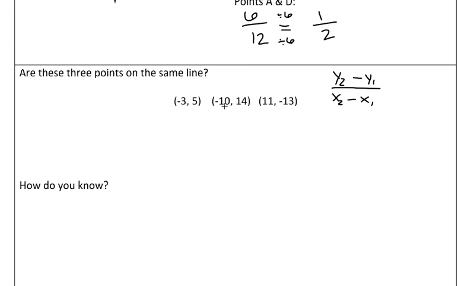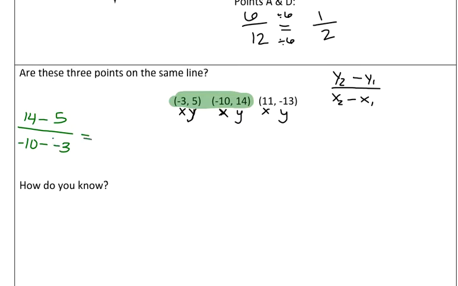Okay, and we're going to first start with -3, 5. We'll start with the first two, -3, 5, and -10, 14. Okay, so in that, my second y, remember it always goes xy, xy. I have to kind of do that curly Q on my y, otherwise sometimes my x's and y's look the same. Okay, so my second y is 14 minus my first y is 5, over my second x is negative 10, minus my first x, negative 3.